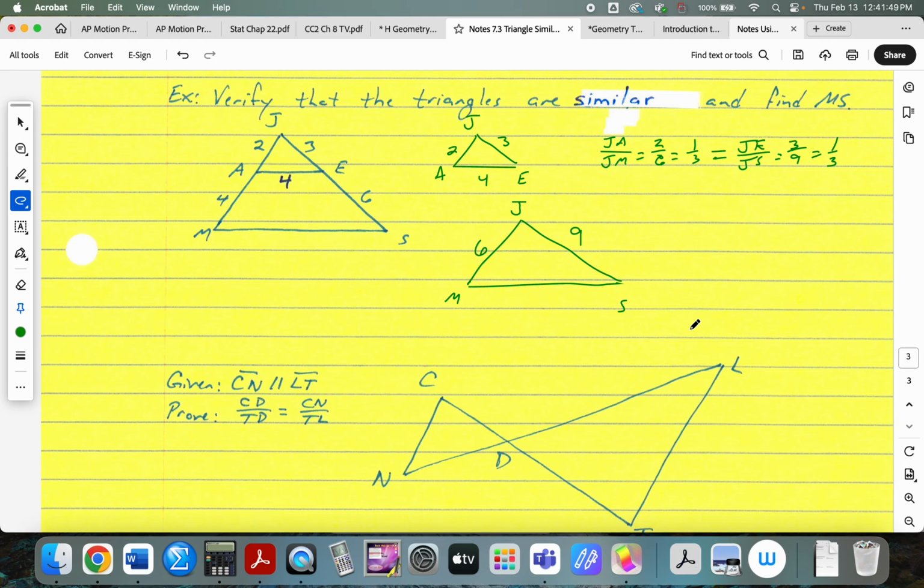But that's only 2 sets of proportional sides. So I've got to do something with an angle. Angle J is congruent to angle J. Yeah, isn't it the same angle J in both of these? So angle J is congruent to angle J by the reflexive property. So this is side, angle, side similarity. Okay, any questions about that?